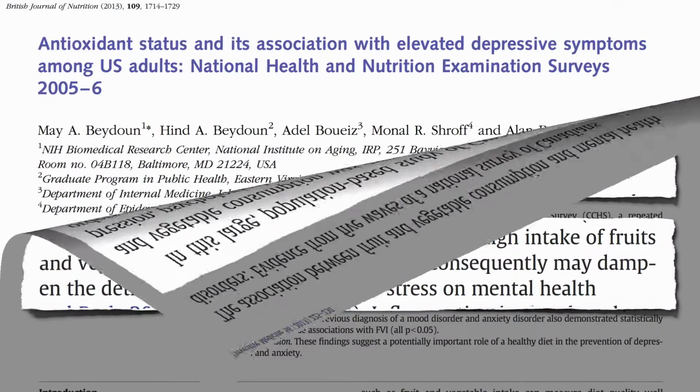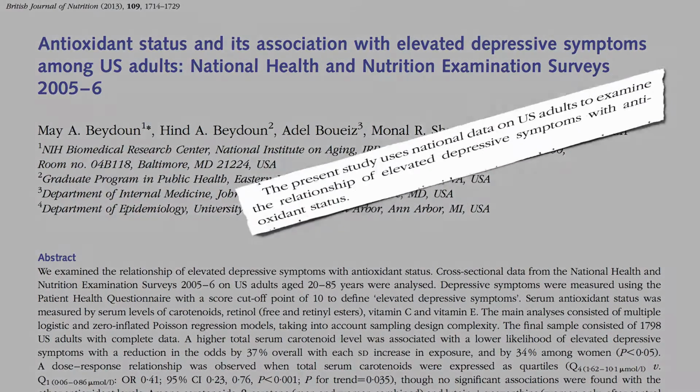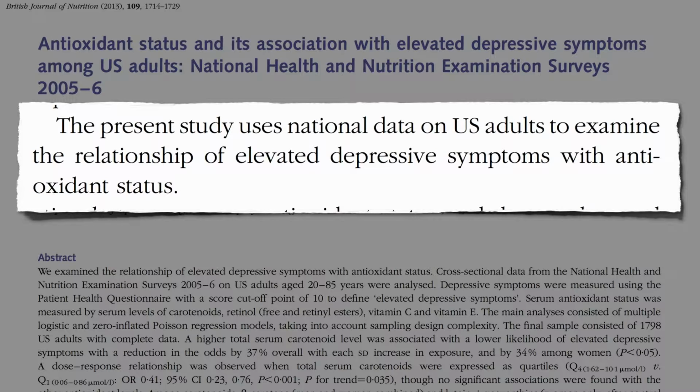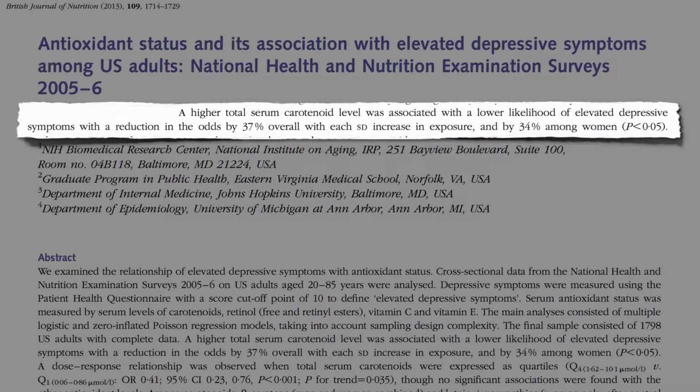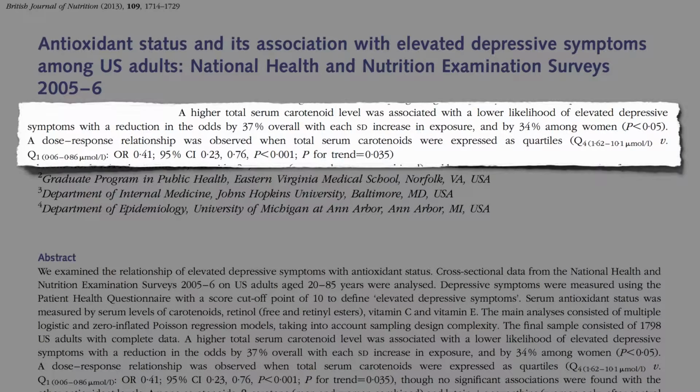If you measure the levels of carotenoid phytonutrients in nearly 2,000 people across the country, a higher total blood carotenoid level was associated with a lower likelihood of elevated depressive symptoms. And there appeared to be a dose-response relationship, meaning the higher the levels, the better people felt.